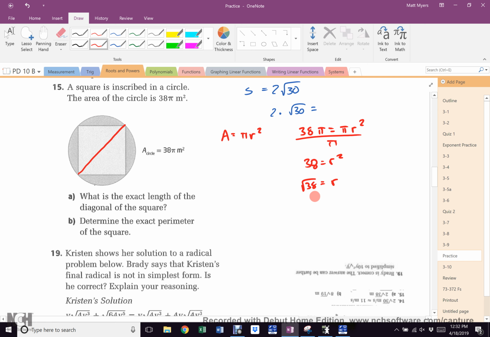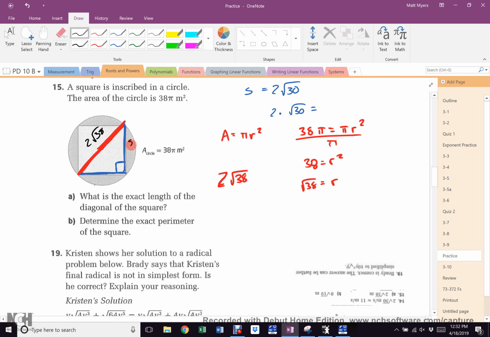Okay. 38 is 2 times 19. Does it get any simpler? No. The exact length of the diagonal. If r is root 38, what's the diagonal? 2 root 38. The perimeter of the square, which means I need this side, right? And this side, right? What shape did I just make? What kind of triangle? A right angle triangle. What's the hypotenuse? 2 root 38.